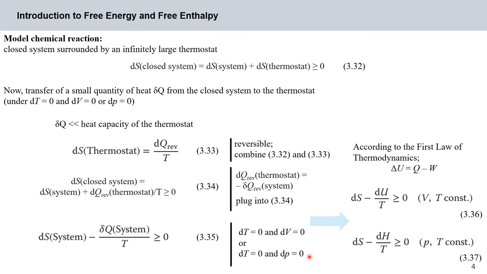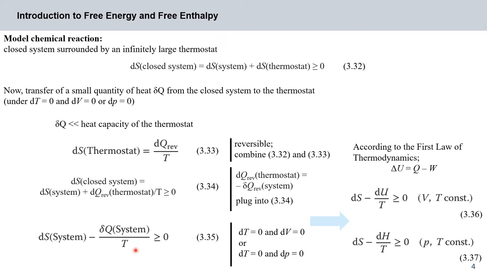Okay, so now according to the first law of thermodynamics, we can write for this closed heat exchanging system the equations 3.36 and 3.37. So first of all, maybe remember the first law. Delta U denotes the change in the internal energy of a closed system. Q denotes the quantity of energy supplied to the system in form of heat, and W denotes the amount of thermodynamic work done by the system on its surroundings. In this case, our infinitely large thermostat.